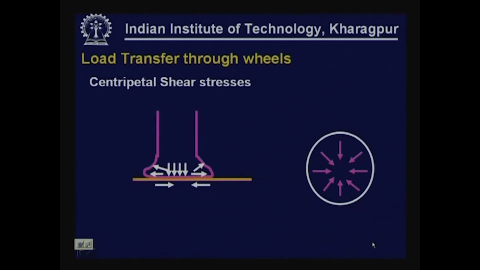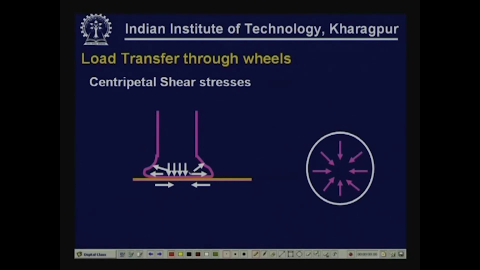We can also have centripetal stresses on the pavement surface acting within the contact area. These occur because of the inflation pressure acting in different directions and then trying to push the tire away. As a result, you have this centripetal shear stress acting within the contact area.